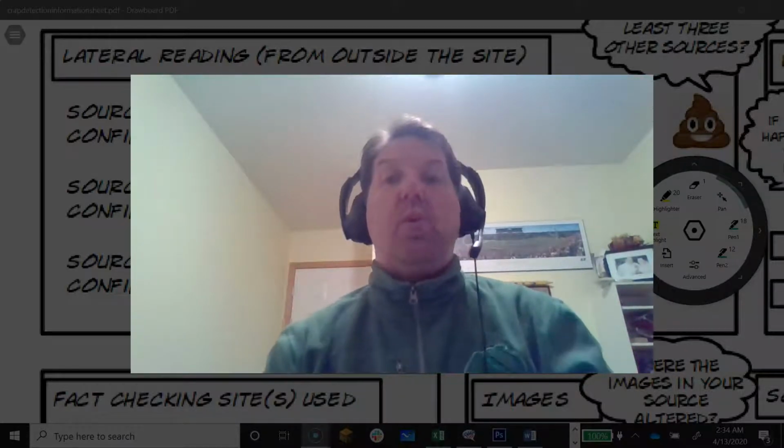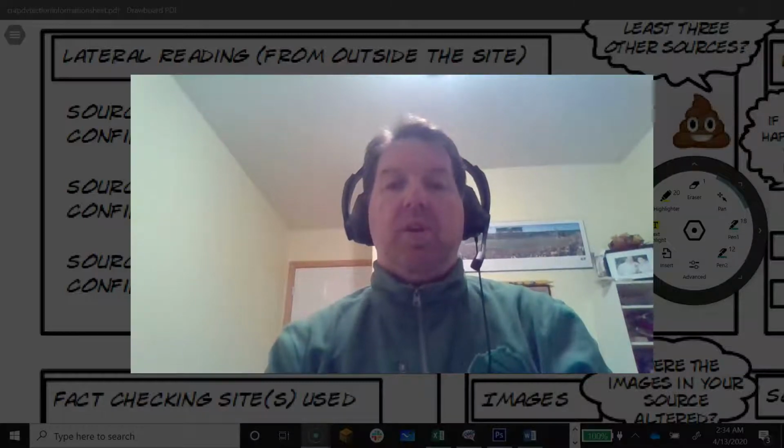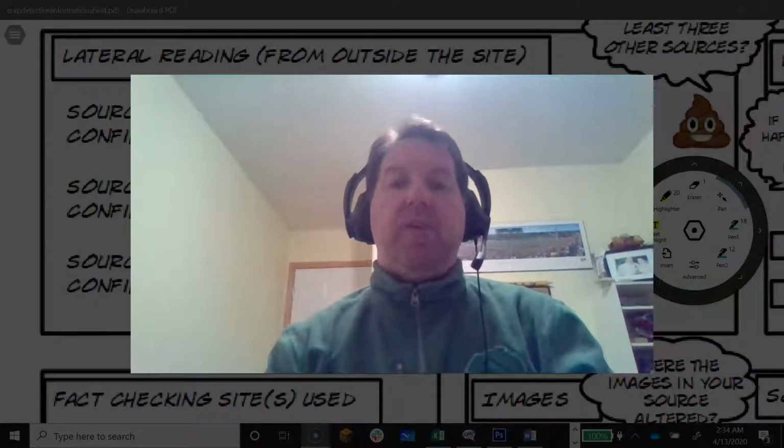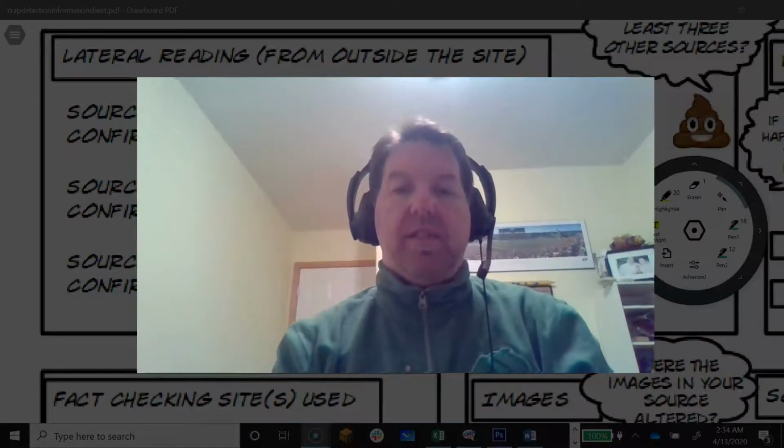Today we're going to look at lateral reading again, but this time we're going to go aside the page and the source that we look at, and see if we can compare and contrast that way.